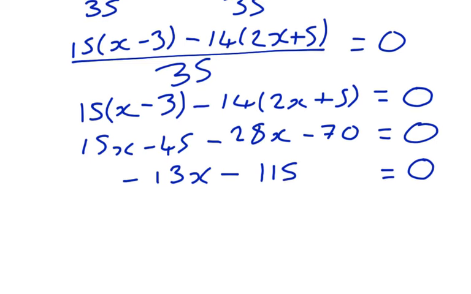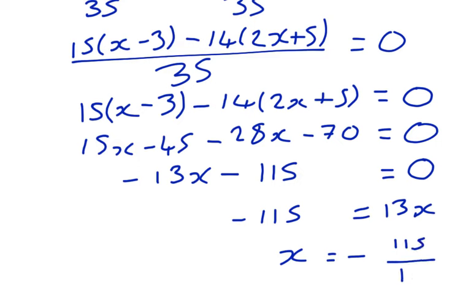So this isn't going to simplify nicely. We're going to get a fraction answer here by the looks of it. So we get -115 equals 13x, which means that x is equal to -115 over 13. And that's our answer. Not a nice answer, but it is a fraction, and sometimes that's what we get. We don't get nice whole numbers, sometimes we get rather nasty looking fractions out of these questions.